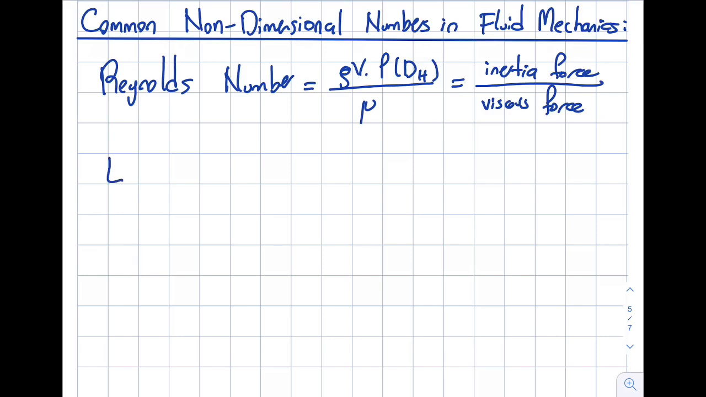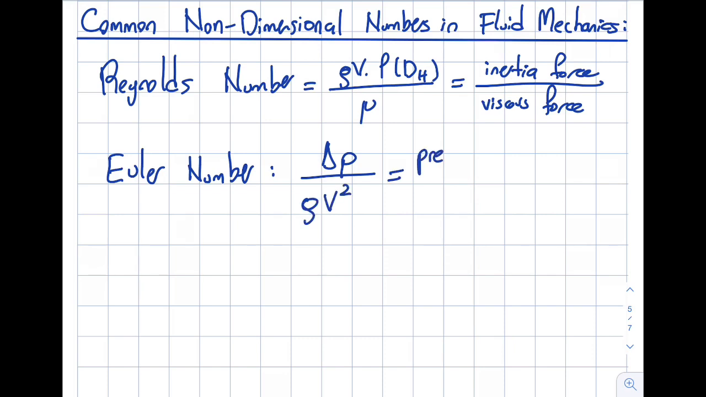Next, I will talk about the Euler number. The formulation for this number is delta P, pressure change, divided by density times velocity square. Okay, so as you can see, the top is the pressure force, right? And the bottom is the inertia force.